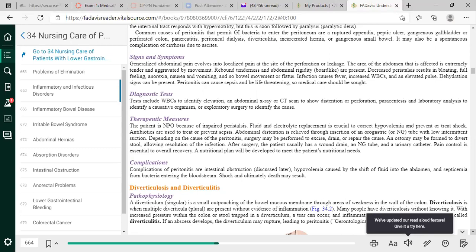And treatment for peritonitis revolves around what's occurring, what's causing it. We need to know what's causing it so that we can know exactly how to treat it.